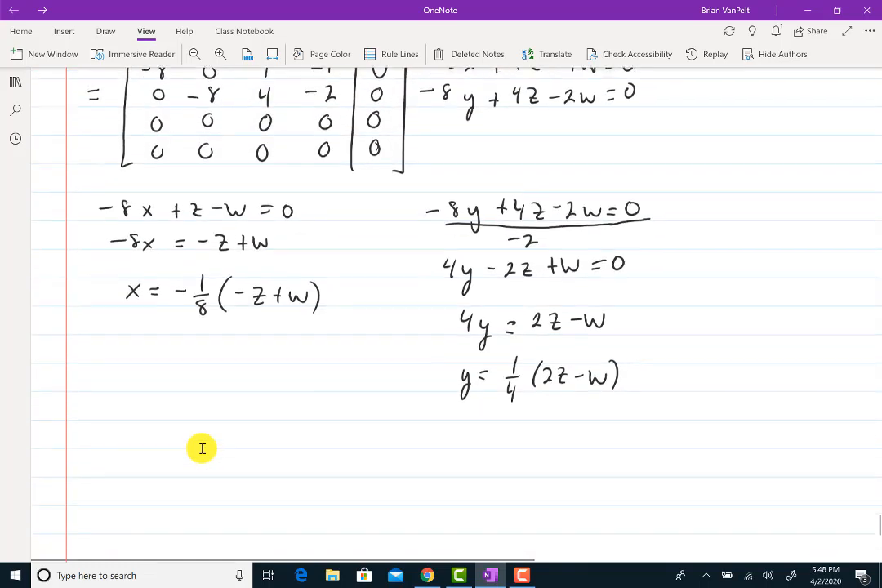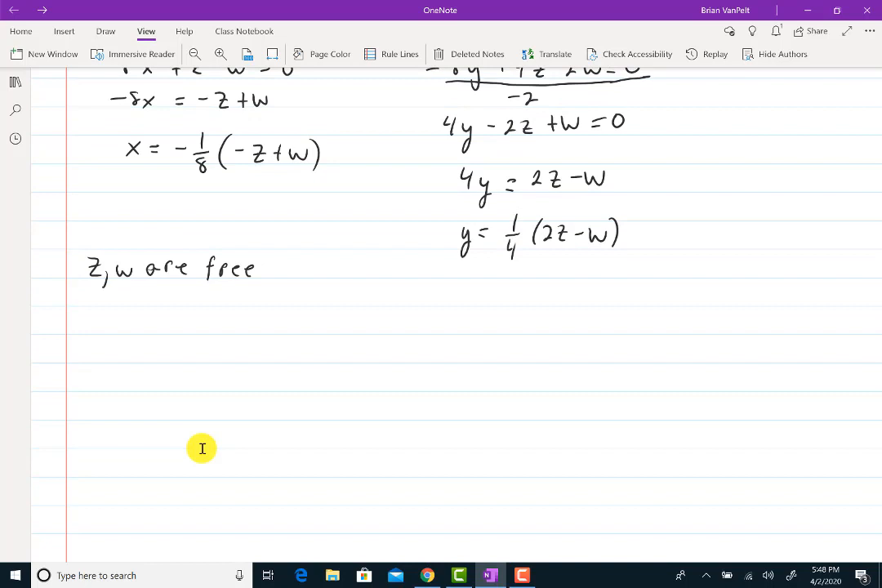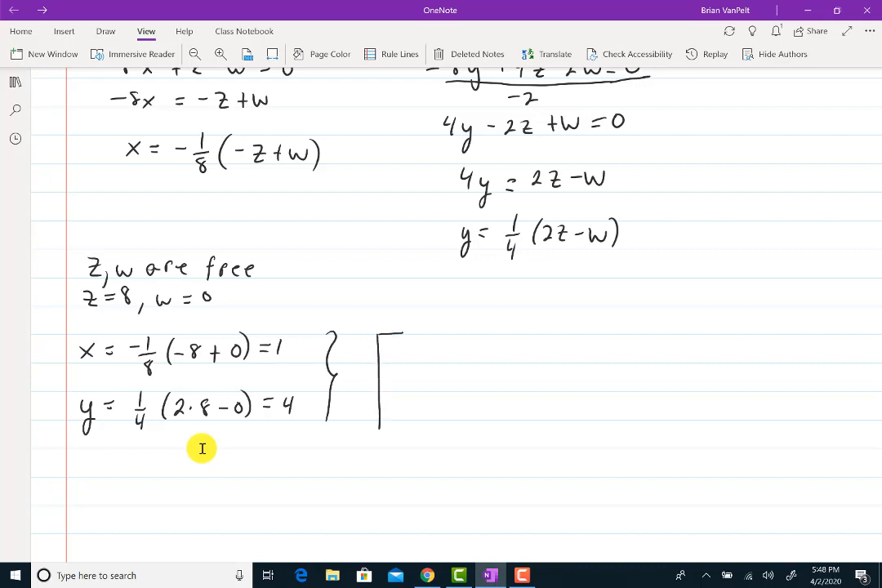So z and w are free. They can be whatever they want to be. That means the dimension of this particular eigenspace will also be 2. That matches the algebraic multiplicity. Beautiful. Let's finish this off since I am almost done with it anyway. I could start by letting z equal 8 and w equal 0. When I do that, x will be negative 1/8 times negative 8 plus 0, and that will equal 1. Y will equal 1/4 times 2 times 8 minus 0, which is 4. So this eigenvector has x equal to 1, y equal to 4, z equal to 8, w equal to 0.